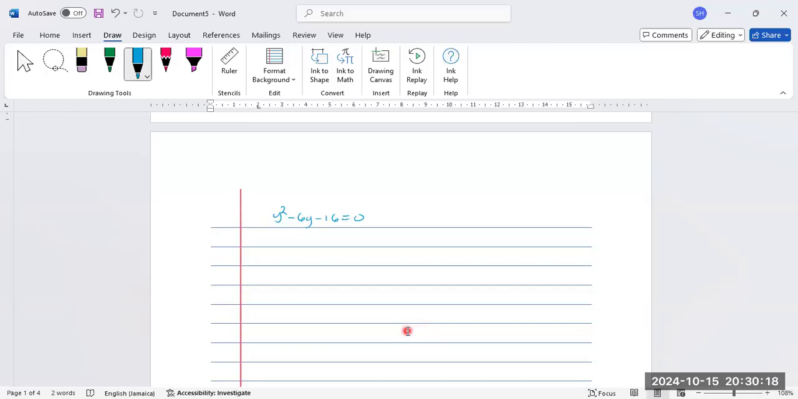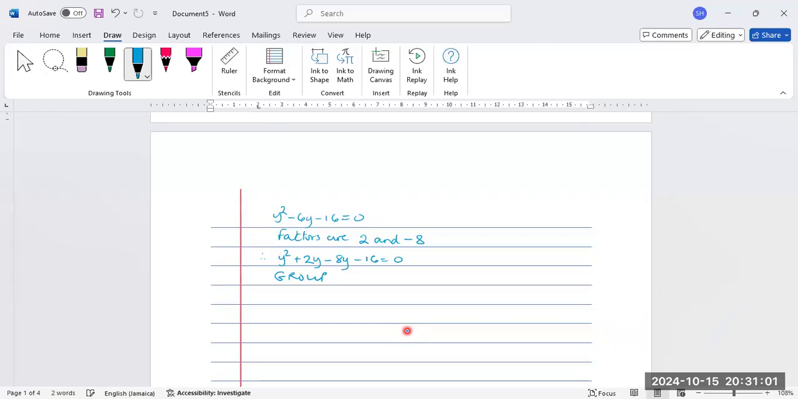I need 2 numbers that when multiplied give negative 16, but when added give negative 6. What 2 numbers are you talking about? 2 and -8. Very good. I heard a few of you answering me. 2 and -8. My factors are 2 and -8. So therefore, y squared plus 2y minus 8y minus 16 equals 0.